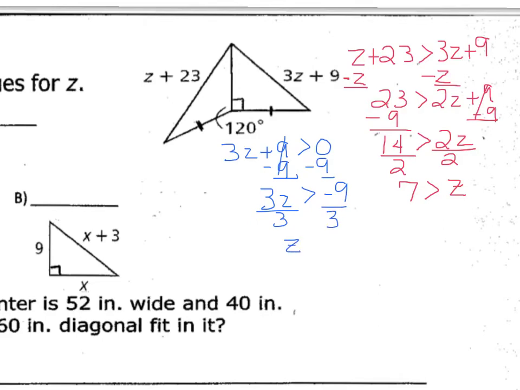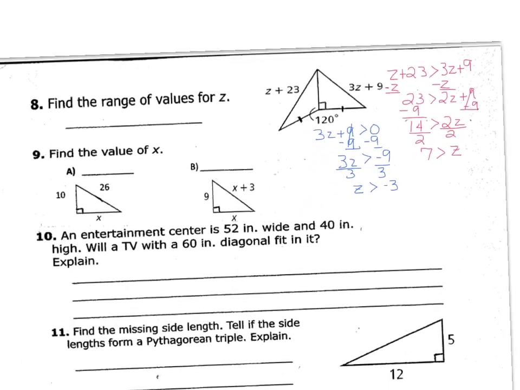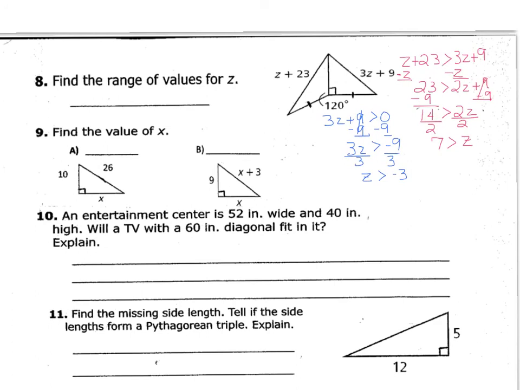So negative 3 is less than z, which means z is greater than negative 3. That's right. Okay, so now what I need to do is put it together. I'm going to put both of those together in one inequality. So the answer should be, well, z should be in the middle.